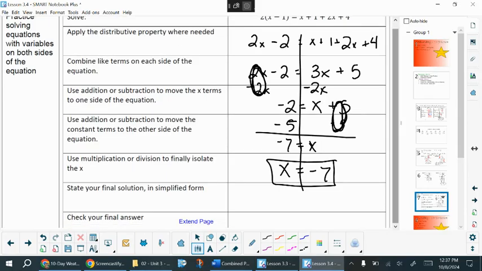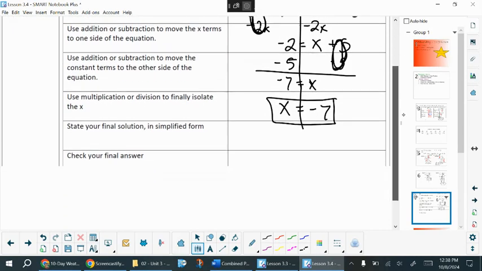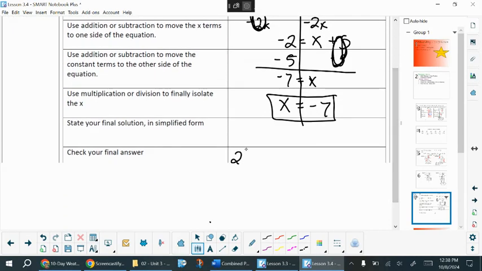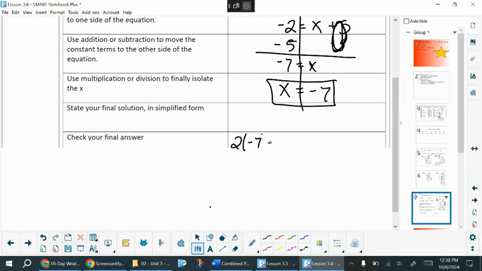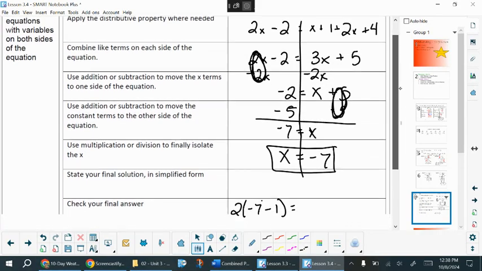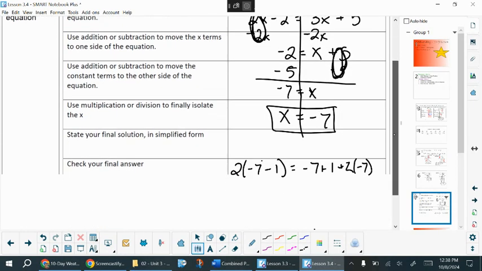Now, to check our final answer, if we think our answer is x equals negative 7, I'm going to go ahead and write my equation, but plug in negative 7 everywhere I see an x. So 2 times negative 7 minus 1 equals negative 7 plus 1 plus 2 times negative 7 plus 4.